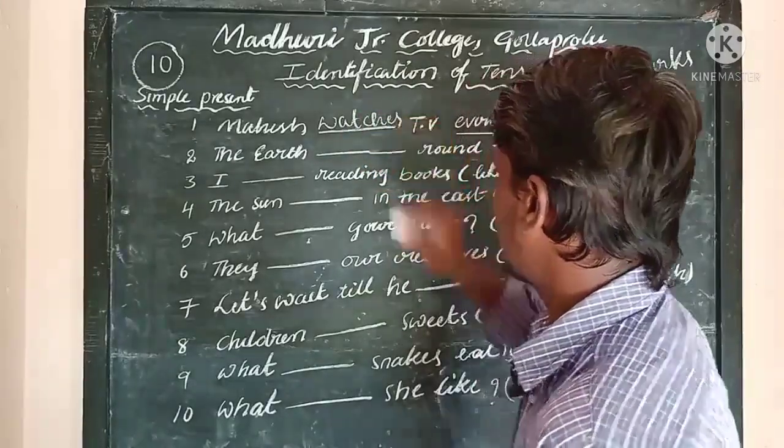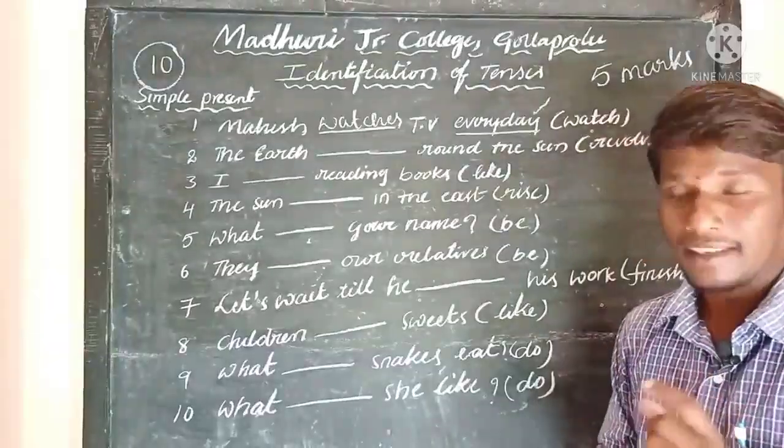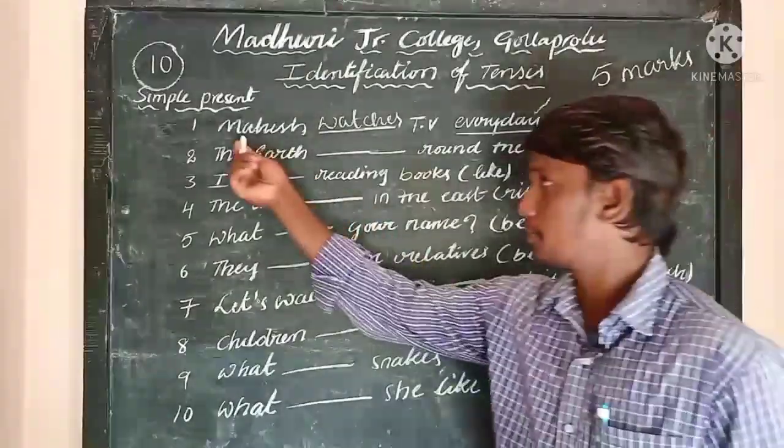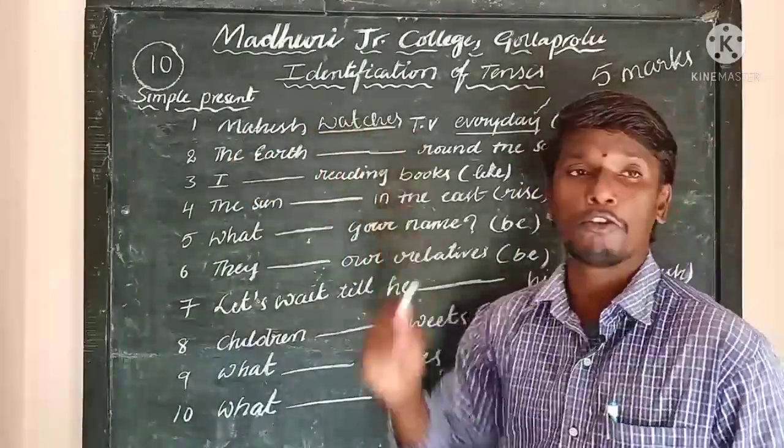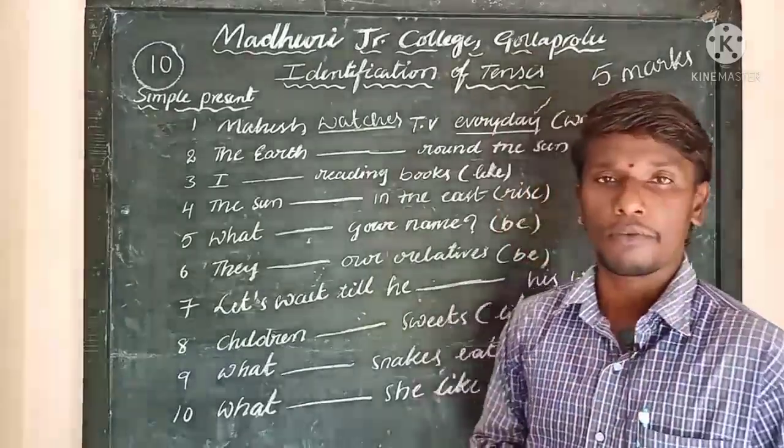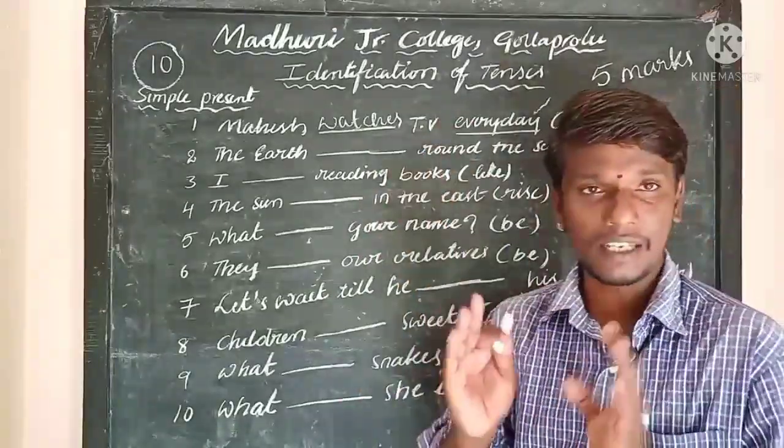Watches. We just added es. We added the suffix es because it is third person singular. Therefore, the verb should be written in that form. So that is how the first example is completed.